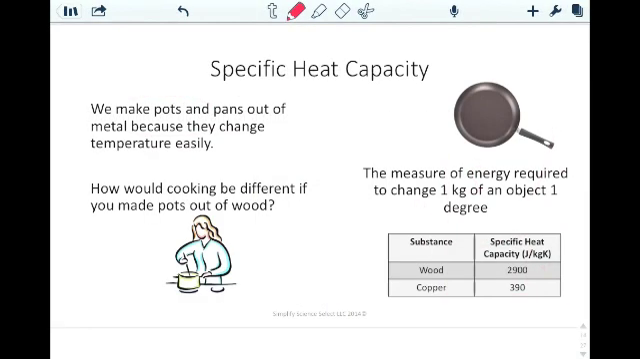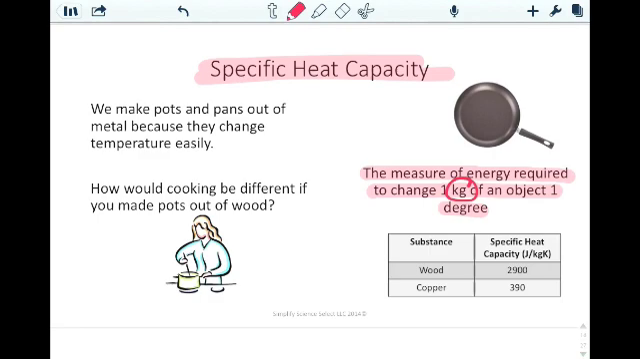Alright, looking at specific heat capacity, we're going to look at this definition. It is the measure of energy required to change 1 kilogram of substance by 1 degree Celsius. Normally in chemistry we don't use kilograms, we're going to use grams. In physics, we normally use kilograms. So we just have to make sure we pay attention to the unit that we have. Is it in kilograms or is it in grams?